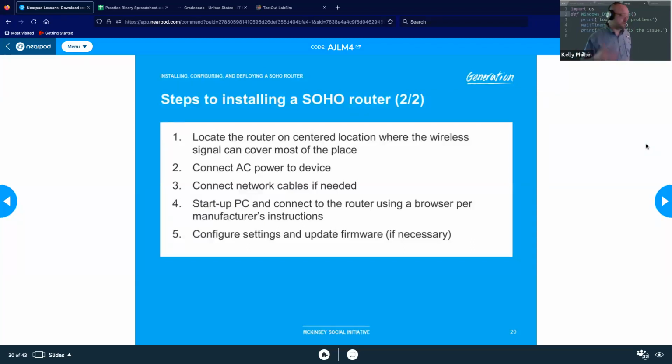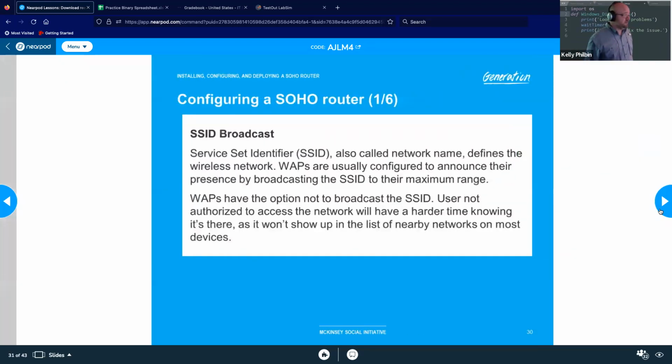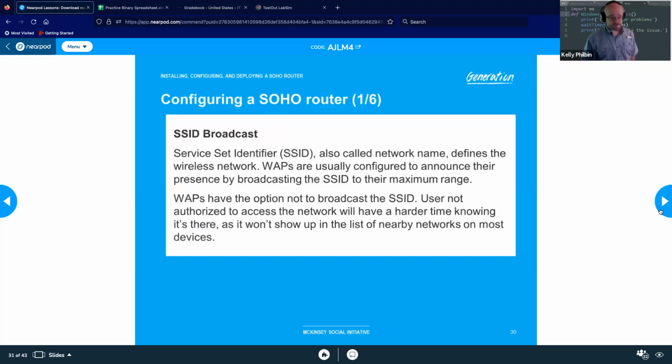Have it all set up. You can update your firmware if they have it. And please, oh please, if you have WPS on your router, turn it off. But we'll talk about that in a minute.